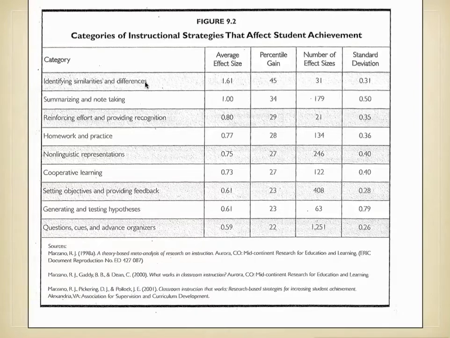Identifying similarities and differences, that's basically critical thinking skills. Instructional critical thinking skills have an effect size of 1.61, quite a powerful increase. Summarizing and note-taking is an effect size of 1, which is saying 1 standard deviation, and so on. Graphic organizers, a little bit less. Group work, cooperative learning, right in the middle of these.